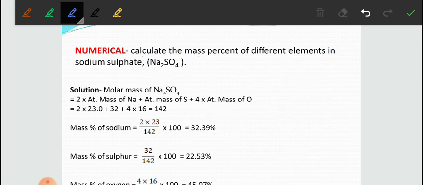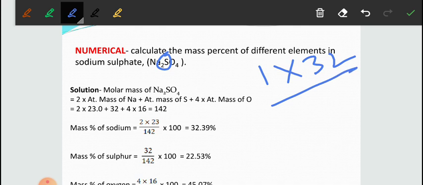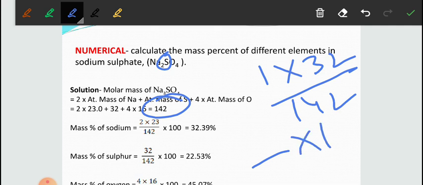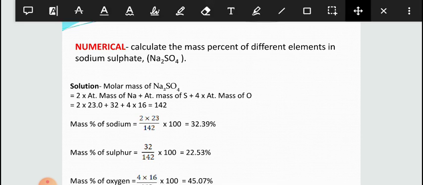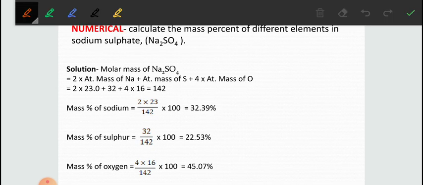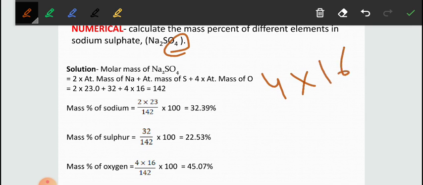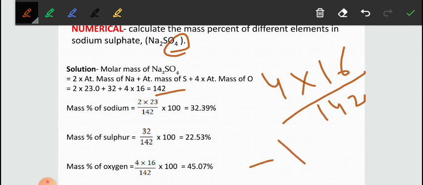Similarly, in the case of sulfur, there is only 1, and the atomic mass of sulfur is 32. Divide by the total mass 142, multiply by 100, and you will get your answer, that is 22.53. Similarly, for oxygen, 4 atoms are given, and the atomic mass of oxygen is 16. So multiply by 16, divide by the total 142, and multiply by 100 to get your mass percentage.